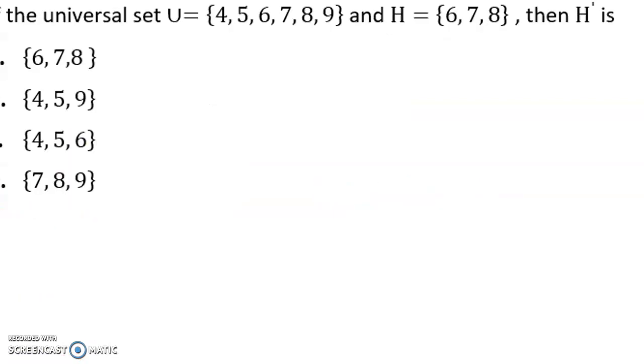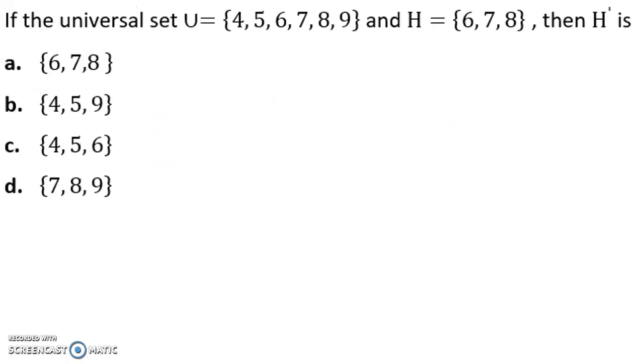All right, moving on. For this one, if the universal set U equals 4, 5, 6, 7, 8, 9, and H is 6, 7, 8, then what is H complement? So this is asking you for what is not inside of H.